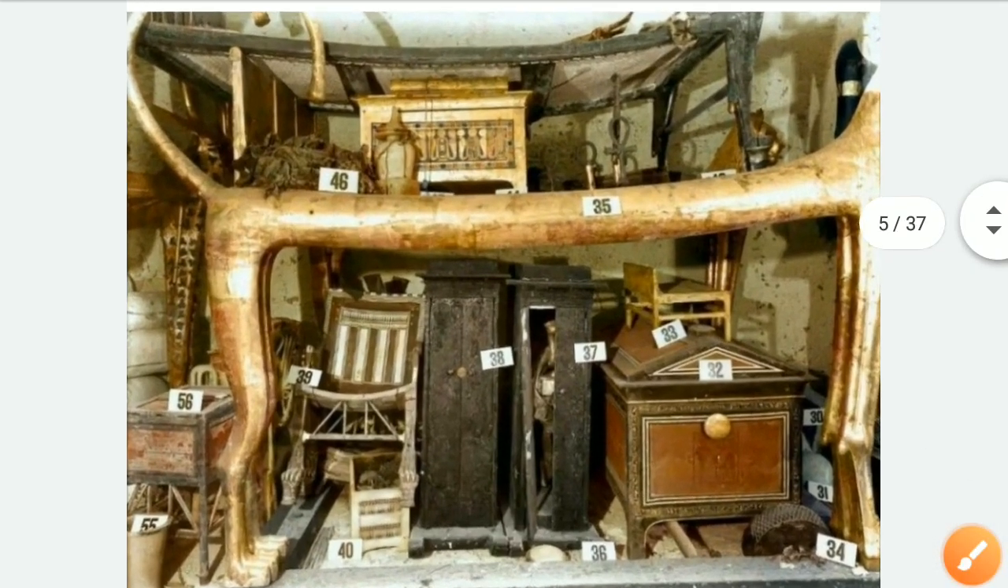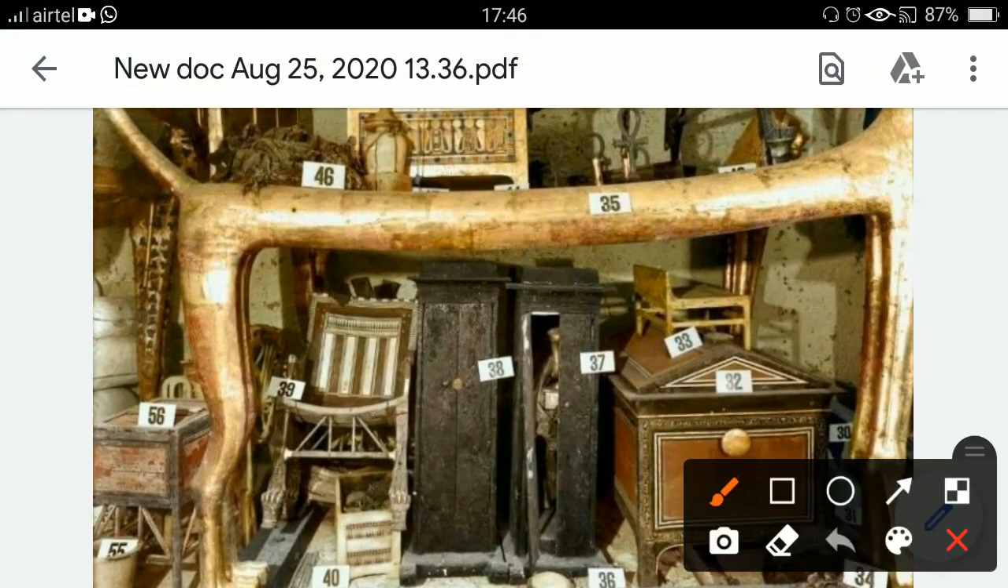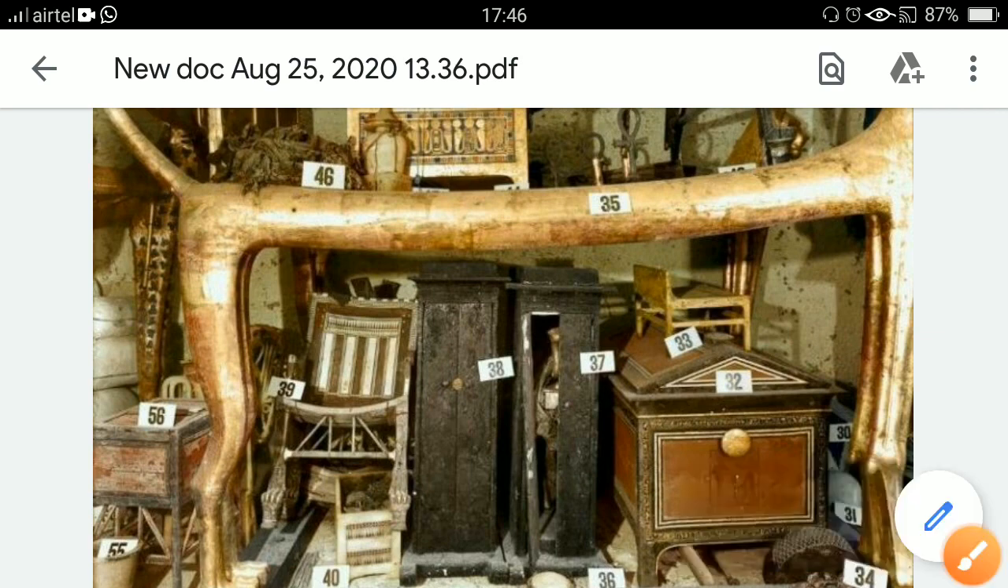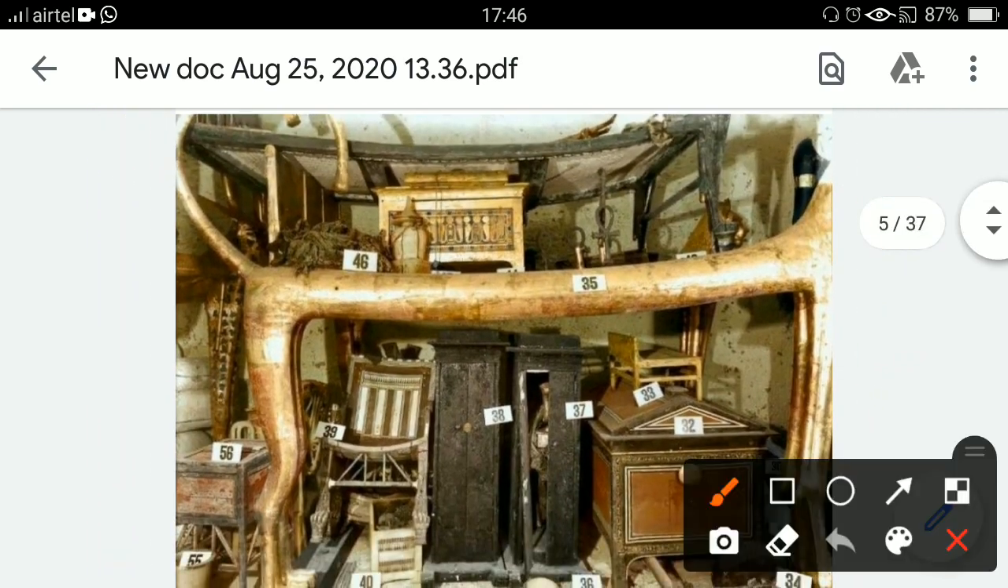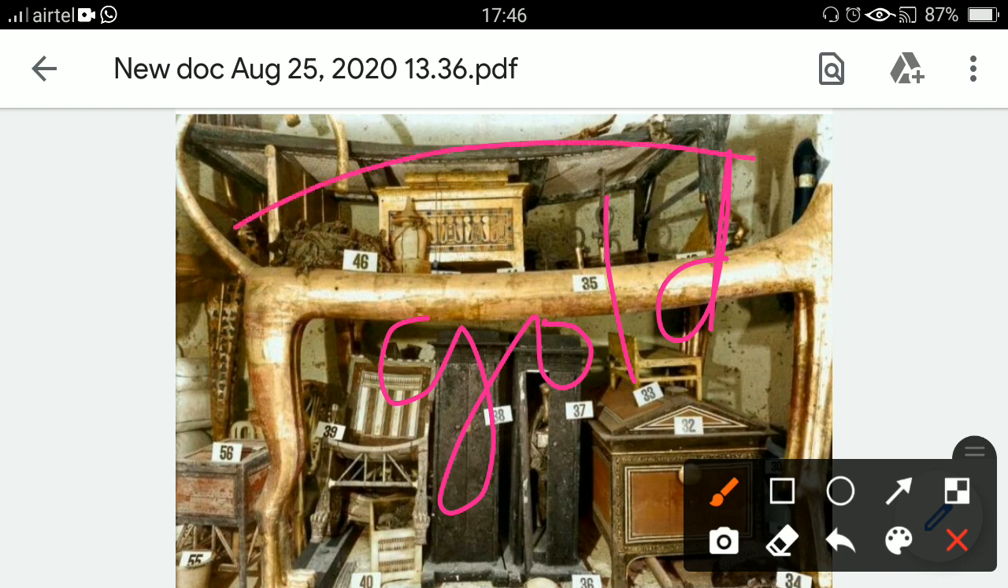and this is a picture of the treasures which were found in the tomb of King Tut. Almost all of these things were made of gold, and it is also said that whatever collection they got from the tomb of King Tut, it is considered up till now the richest royal collection in the world.